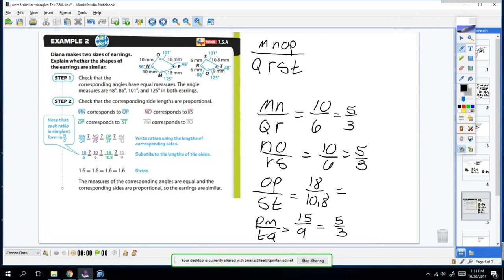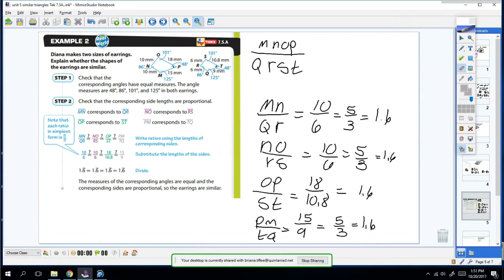We can divide, and when you divide these, you get 1.6, 1.6, 1.6, and 1.6. So yes, all of these do equal each other. But let me show you one way that you can prove that they're proportional. So we know 10/6 equals 10/6. All right, so that's a proportional.